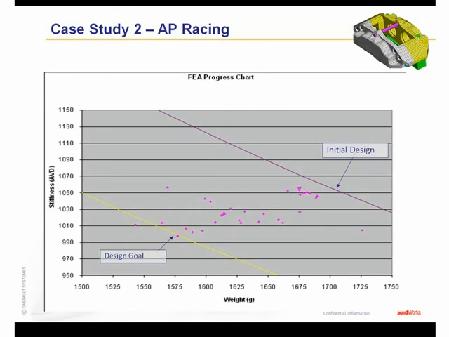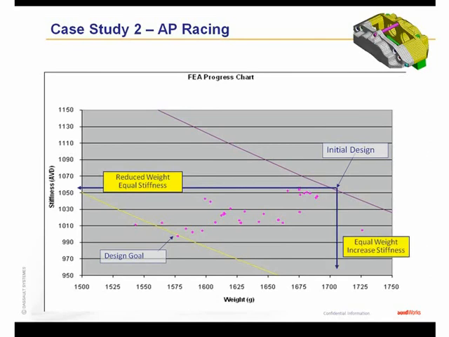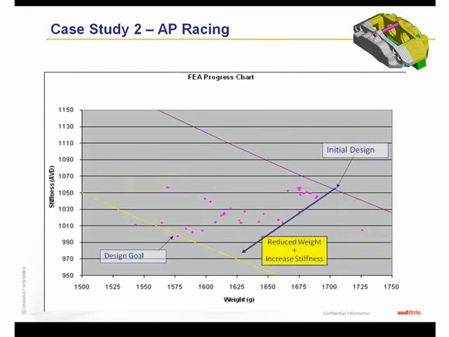So when we look at the brake caliper, we can see there are different ways to actually reach this design goal. Firstly, we can just reduce the weight and keep it at equal stiffness. We could keep the weight the same and increase its stiffness. But best of all, we want to reduce the weight and increase the stiffness.